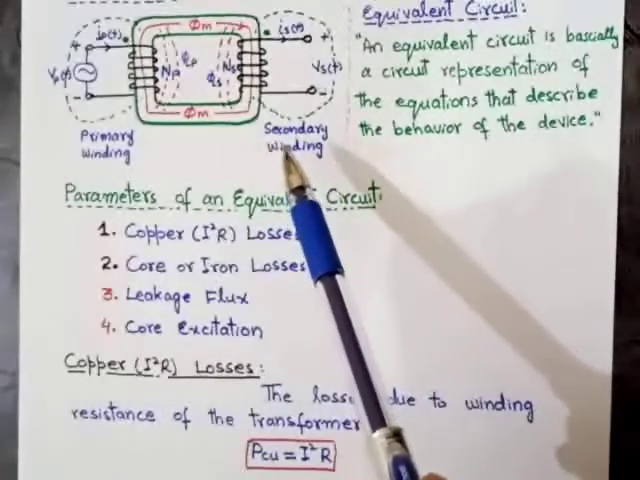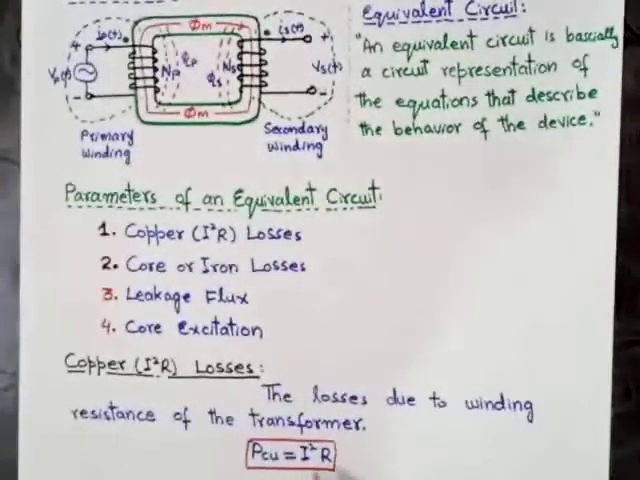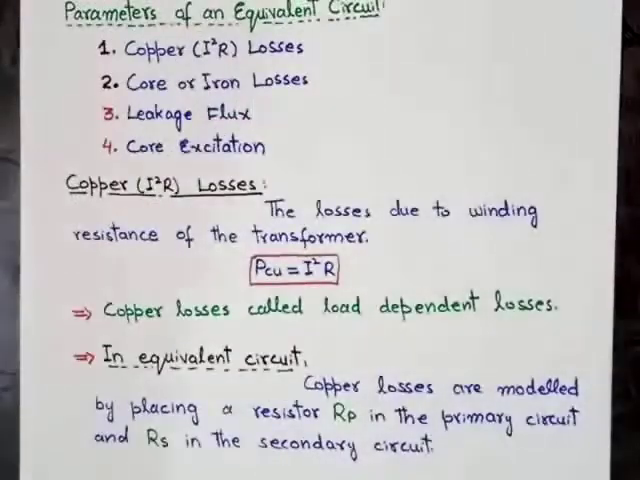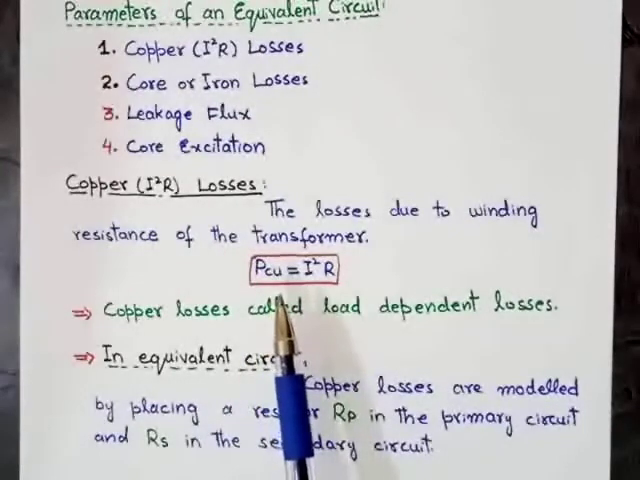We can calculate the copper losses by using this formula: copper losses is equal to I2R. As you can see in this formula, the relationship between copper losses and the square of the current is directly proportional. It means when the current increases, the copper losses will increase as well. So copper losses basically depend on the current.